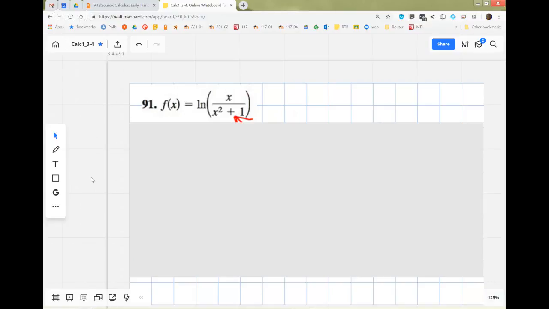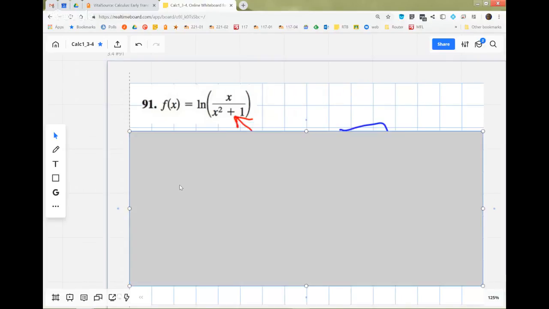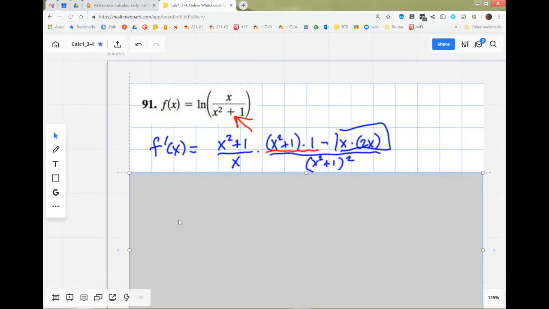So here we go. We have the natural log of x over x squared plus 1. Okay. How do you take the derivative of a natural log? It's 1 over the thing you were taking the natural log of. How do I take 1 over a fraction? Answer, just a reciprocal. So what's 1 over x squared plus 1 over x? It's x over x squared plus 1.